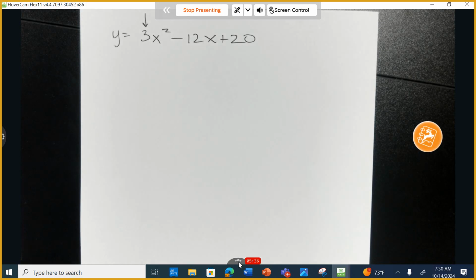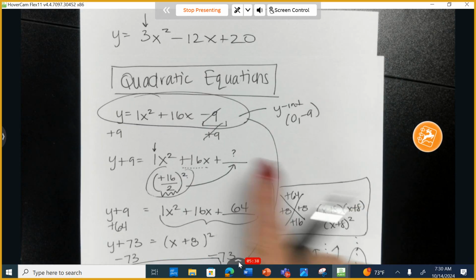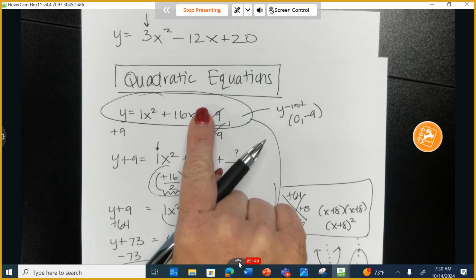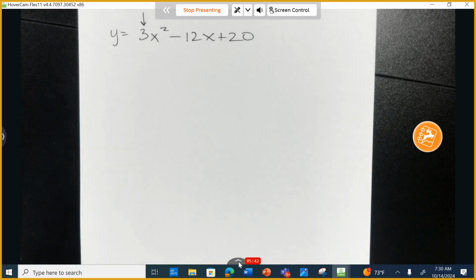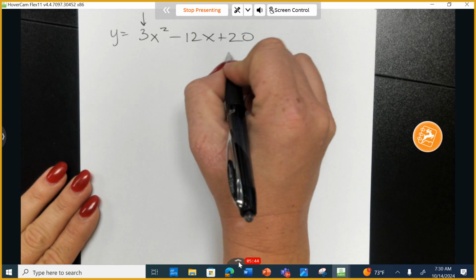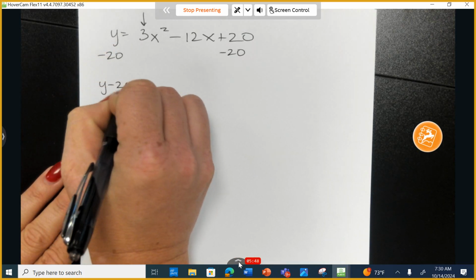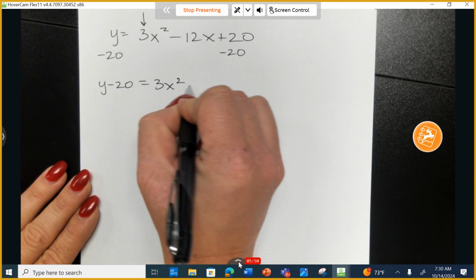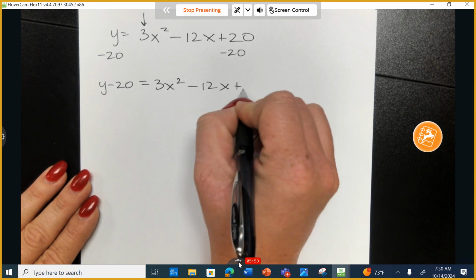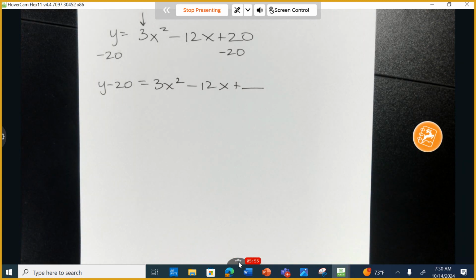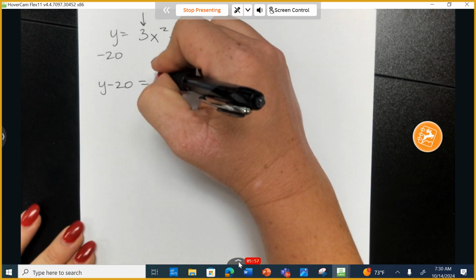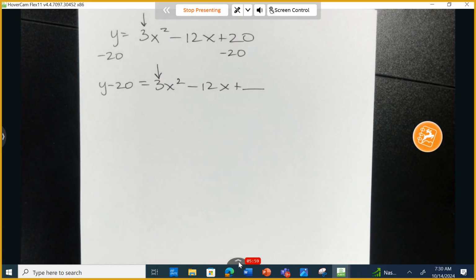Notice in our previous example, I took what was called the c value, this constant, and I moved it to the other side. Opposite of subtracting 9 was adding 9. We're going to do the same thing here. So opposite of adding 20 is going to be subtracting 20. But now I have to account for this value that's in front of the x squared that's not a 1.